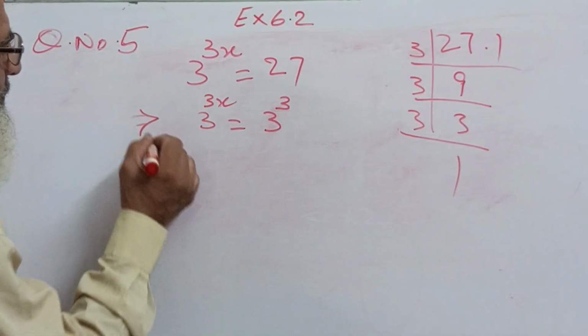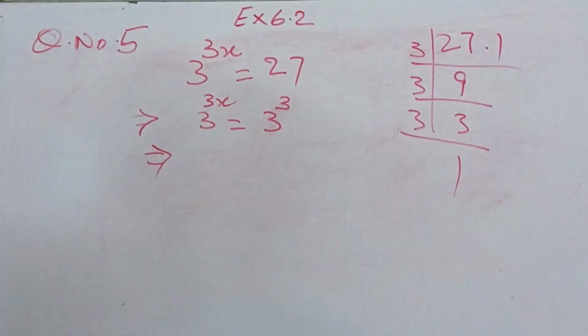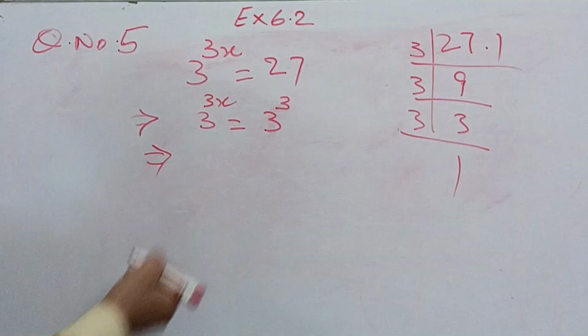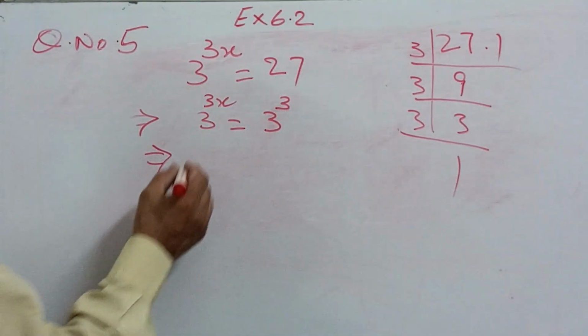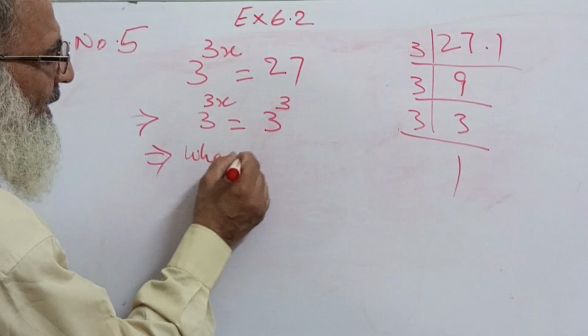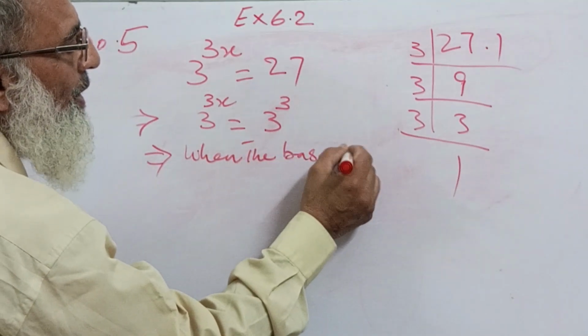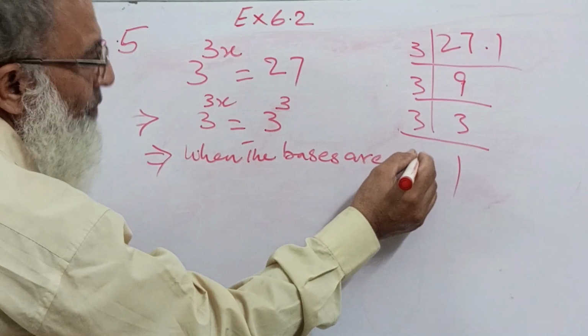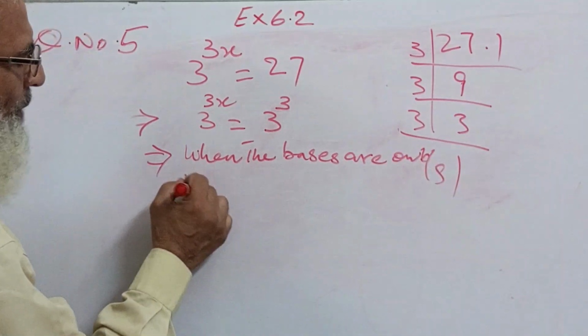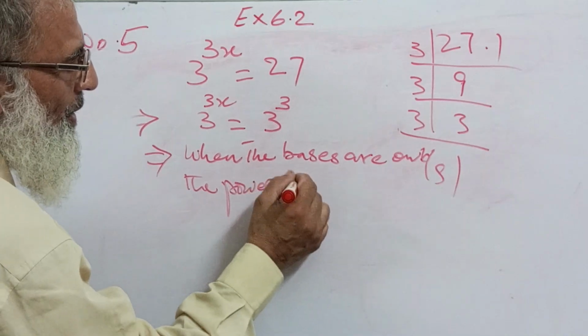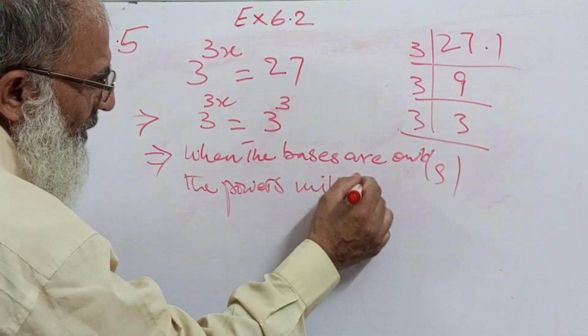So it will become, you see, the powers are equal, the bases are equal, and so the powers will be equal. You can also write it as an argument: when the bases are equal on both sides, the powers will always be equal.